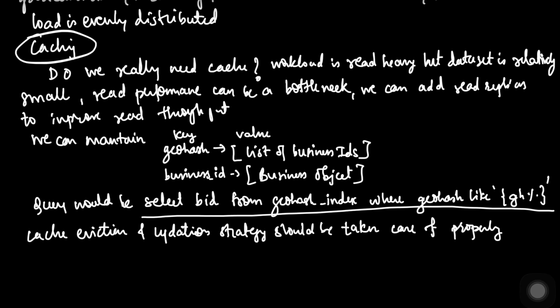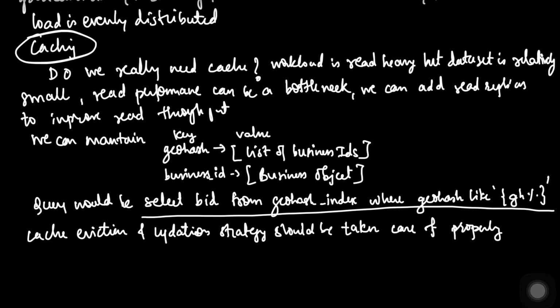So mostly the workload is read heavy, and the data set is relatively small compared to big systems in this case, but the read performance can be a bottleneck, and that's why we can have a good number of read replicas so that we can improve the read throughput. But if at all we are maintaining a cache, then we would obviously have a geohash key. Geohash, as I told you, can have variable lengths, because the length increases with precision. So we'll be having some geohashes, and for every geohash we can have the list of business IDs ready in our cache.